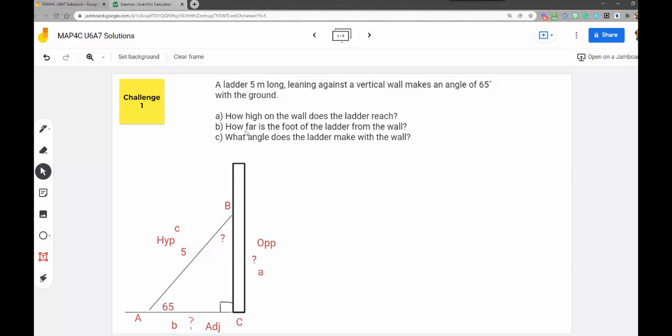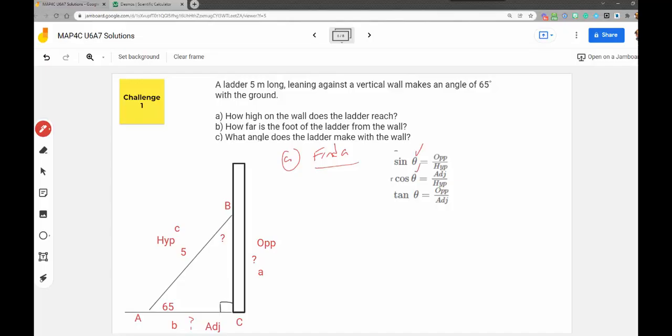All right, so I need to do 3 things. Let's work on them one at a time. So for A, we're going to find actually A. Just happened to work out that way, okay? And I know that it's a right angle triangle, so I can use SOHCAHTOA. And I want to identify, what do I have?